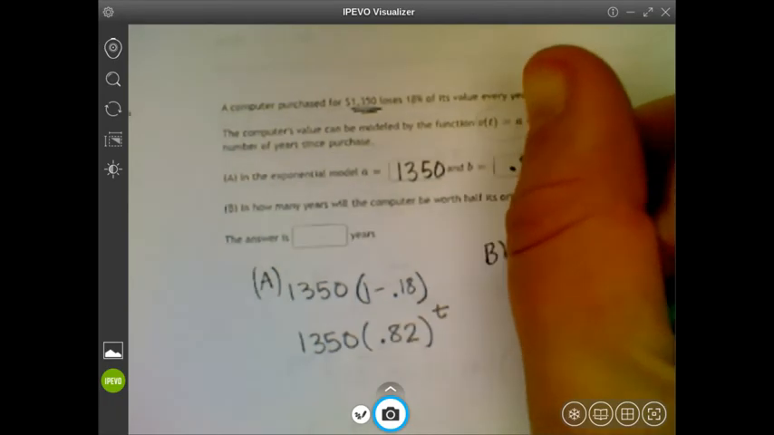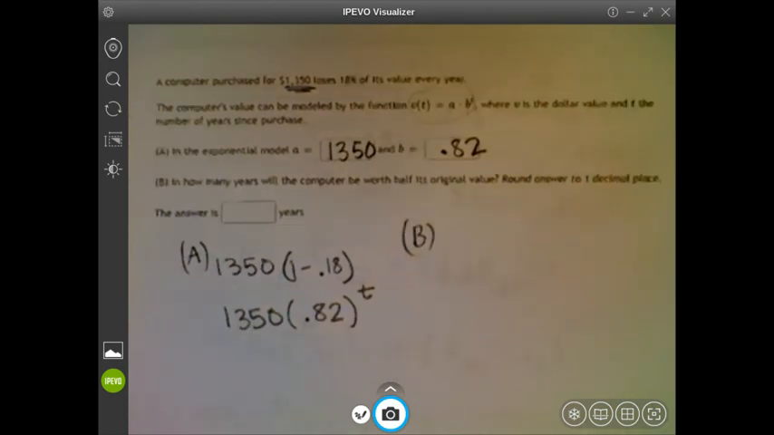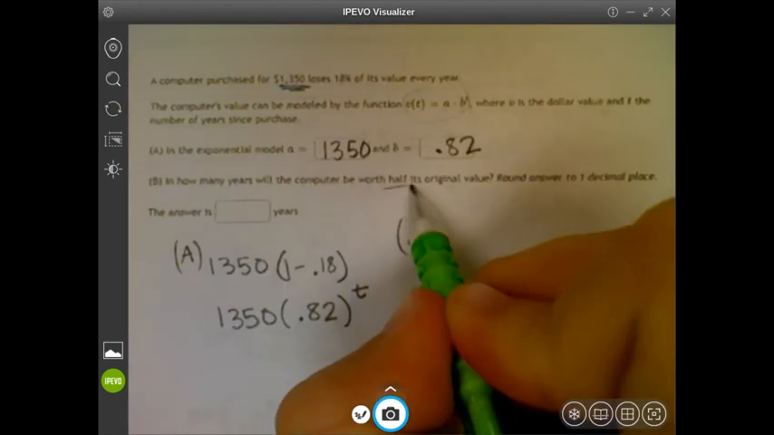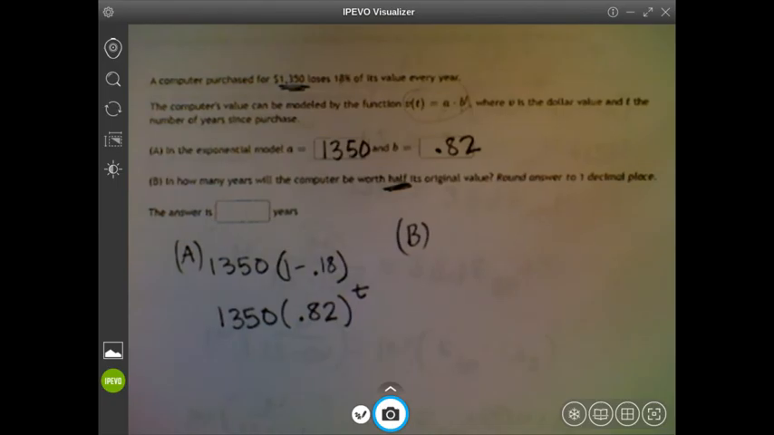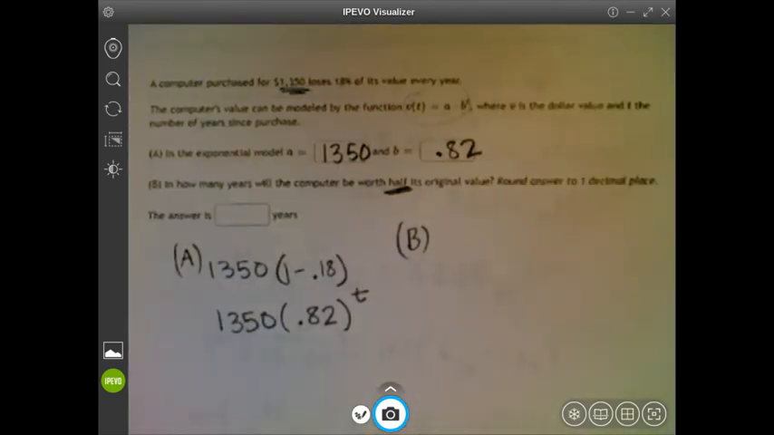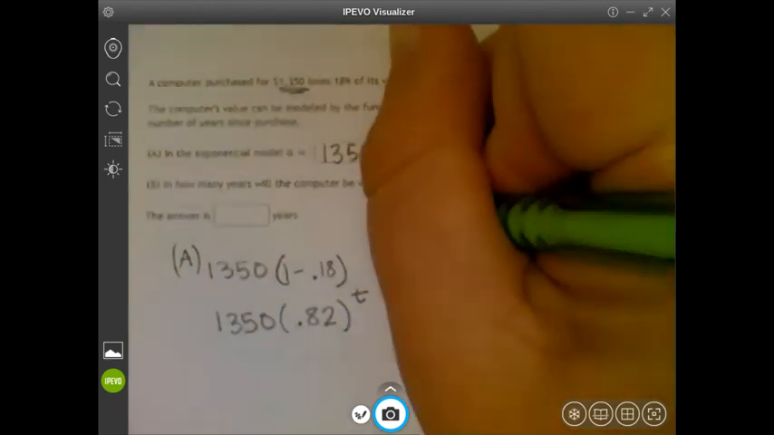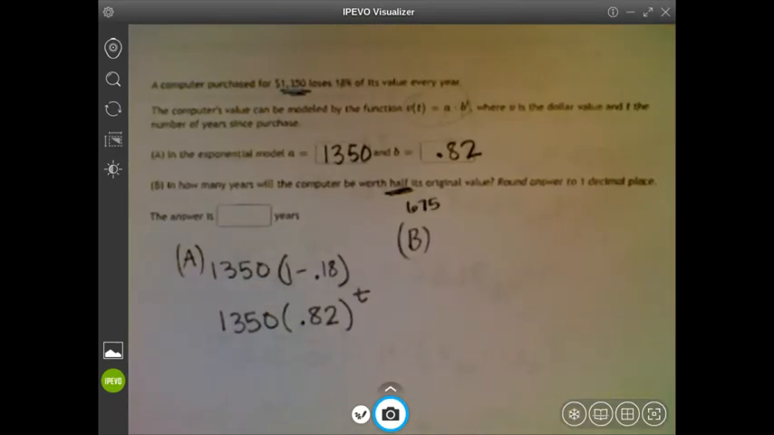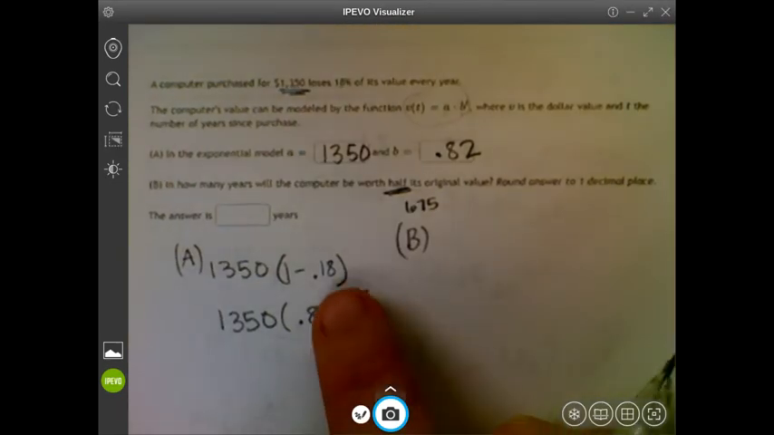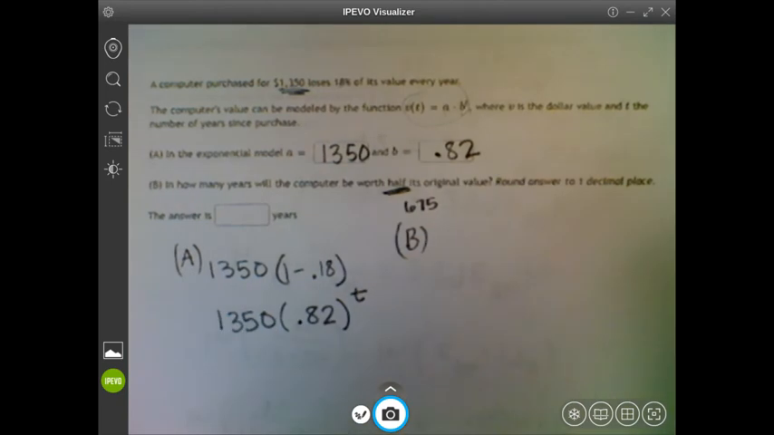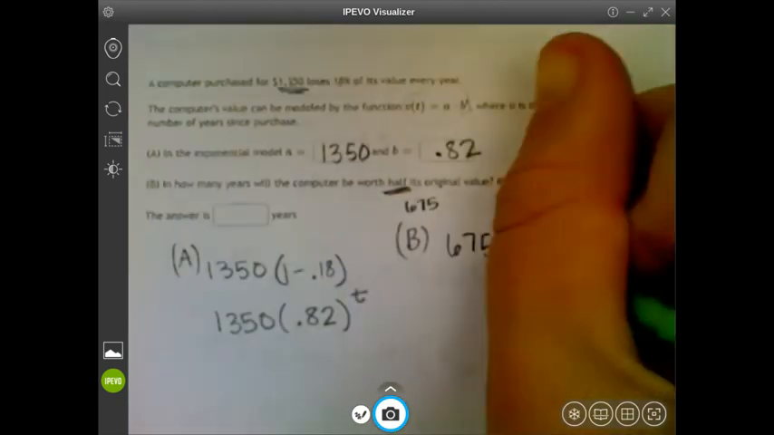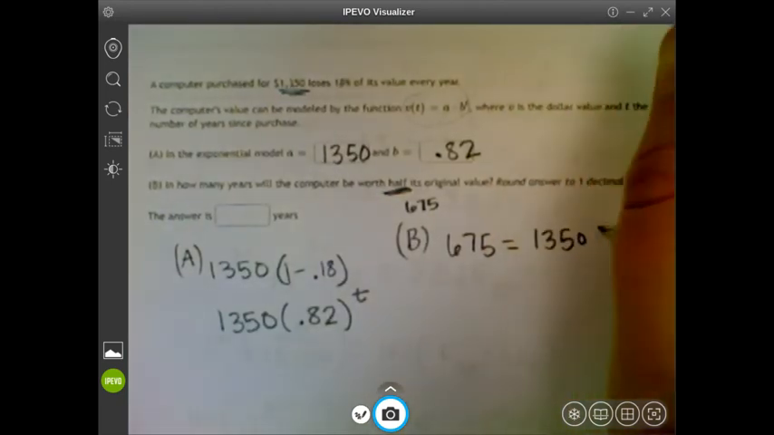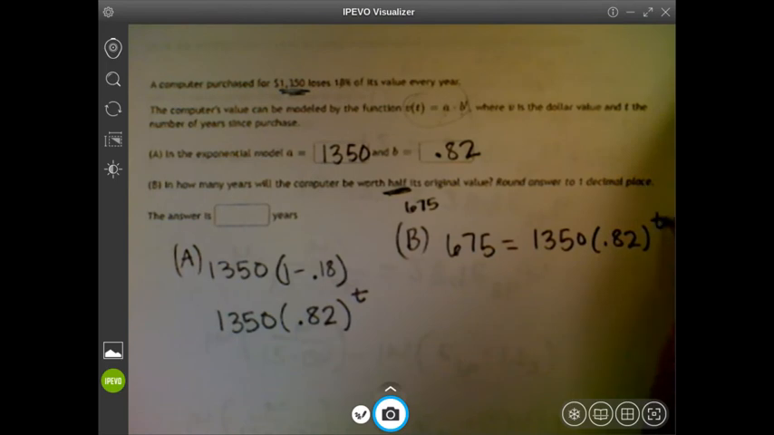All right, so this is part A. We got that equation there. Part B of this problem says, in how many years will the computer be worth half its original value? And then it says round to 1 decimal place. So half of its original value is how much? Well, if it's originally 1350, you can divide that by 2. And so half its value is 675. So we're going to take our equation and we're trying to find the time that this equals 675. So this will be 675 equal to our equation here, and we are solving for t.